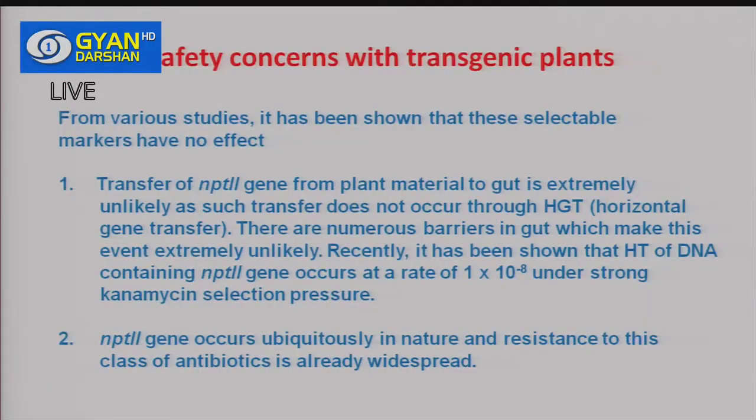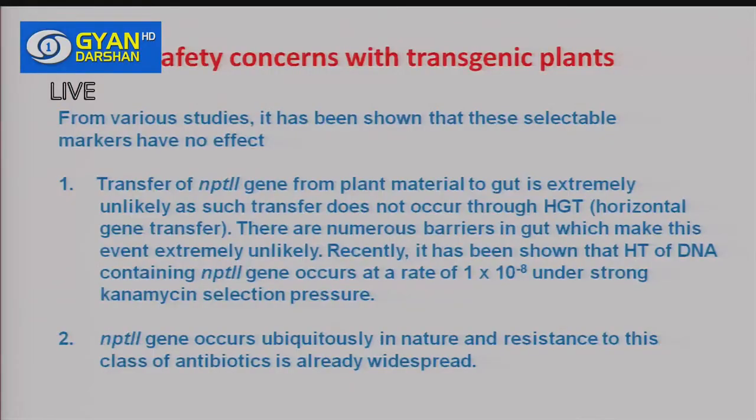Second, certain antibiotic resistance genes are ubiquitous. Ubiquitous means they are present in nature as such. It is present in any organism. It is present in humans, in any other animal, even in plants. So it does not affect much. Something which is present universally does not affect much. So these are the two points, and you should be quite happy to know that it does not cause any major issues.